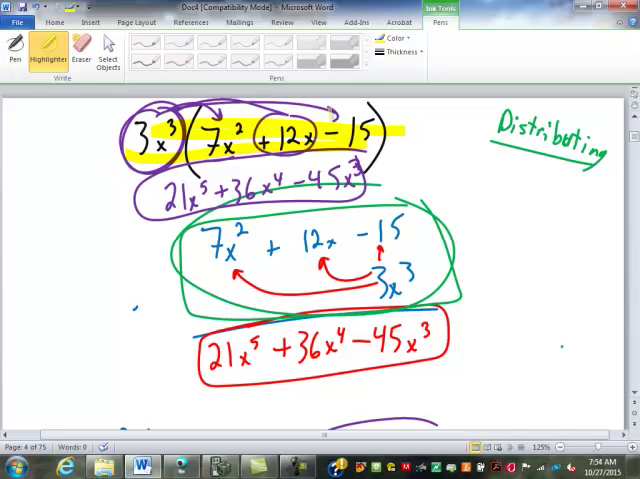So, I mean, everything we do with algebraic numbers and variables is something we do with regular numbers, too. It's the same processes, the same concepts, all the same rules apply. It just looks different because there's variables in there.